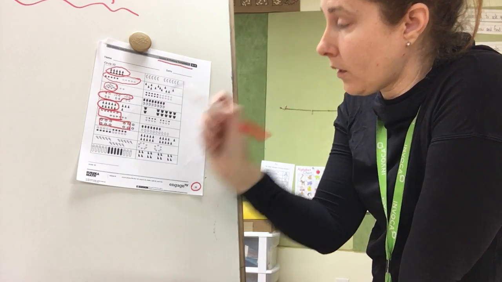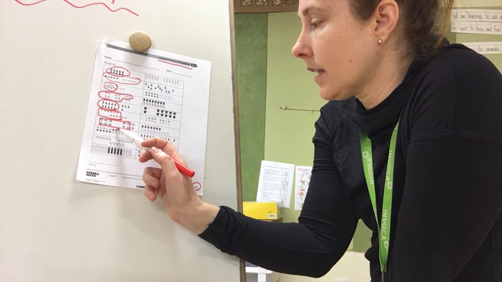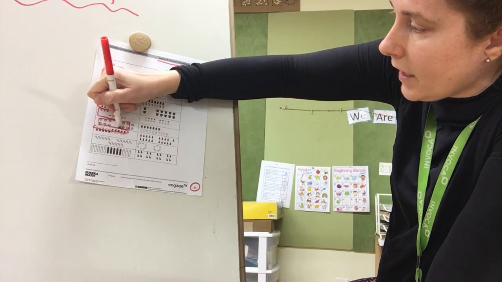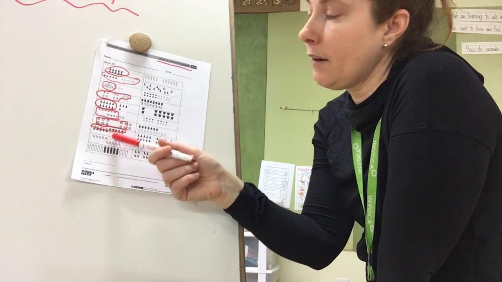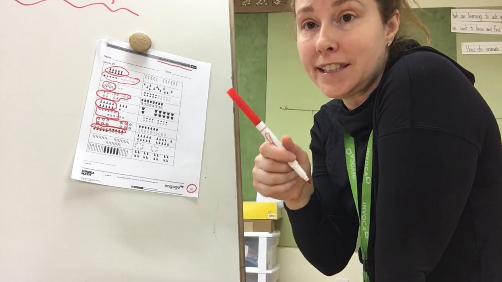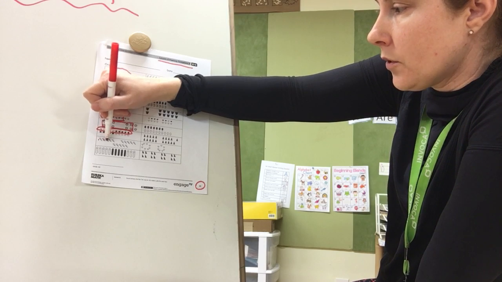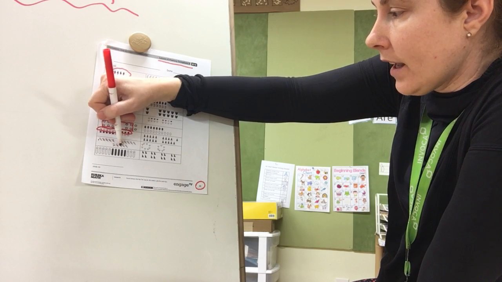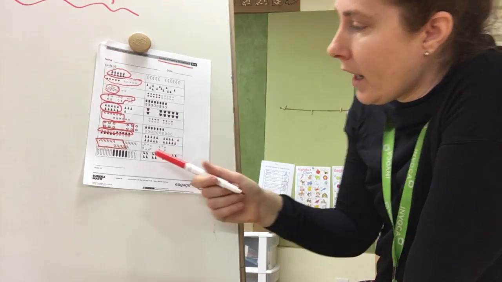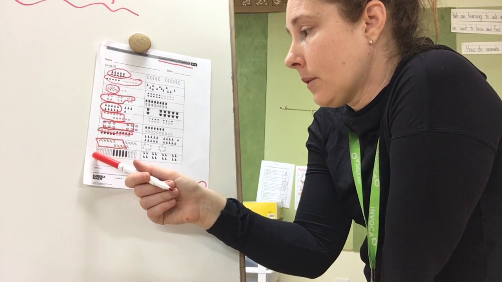Okay, let's count the blocks. 1, 2, 3, 4, 5, 6, 7, 8, 9, 10. Oh, so one whole row is 10. So this is 10 ones and 10, which would be what? 10 and 10 is 20. 10 times 2 is 20. Okay, let's do the lightning bolts. 1, 2, 3, 4, 5, 6, 7, 8, 9, 10. Okay. 10 ones and 5 ones. 10, 5, 15.